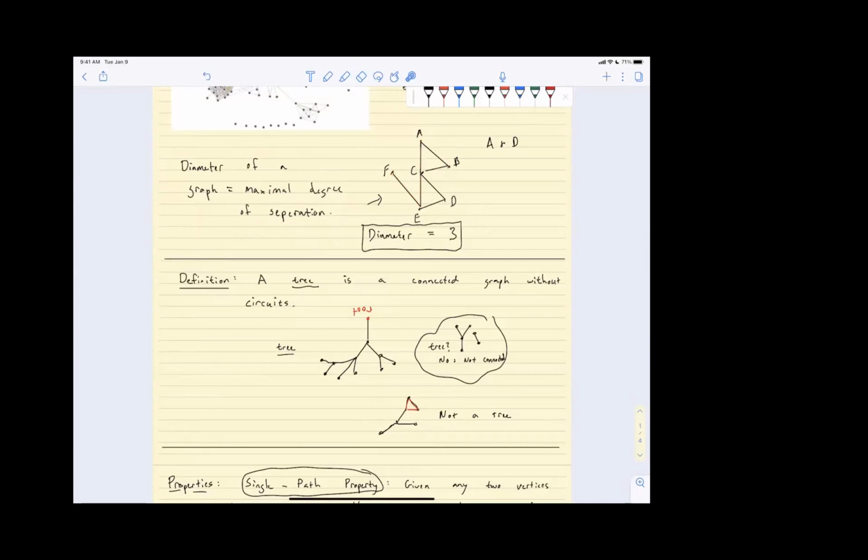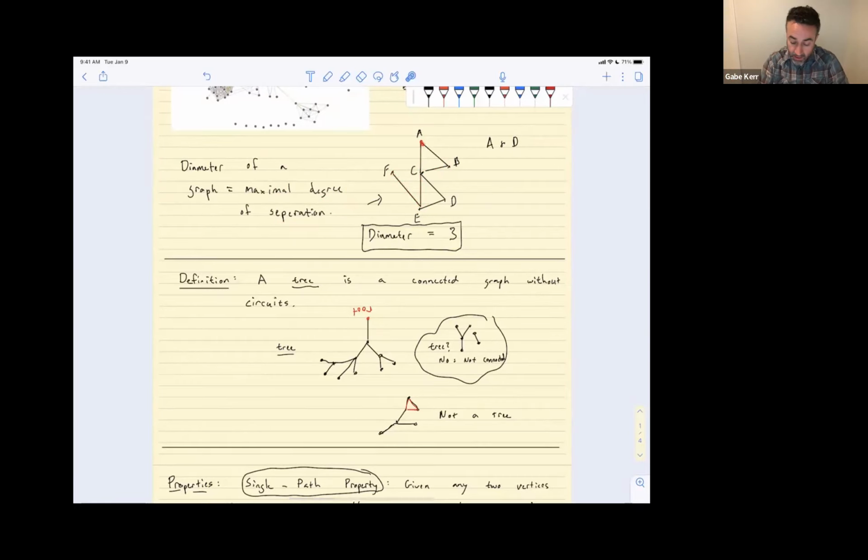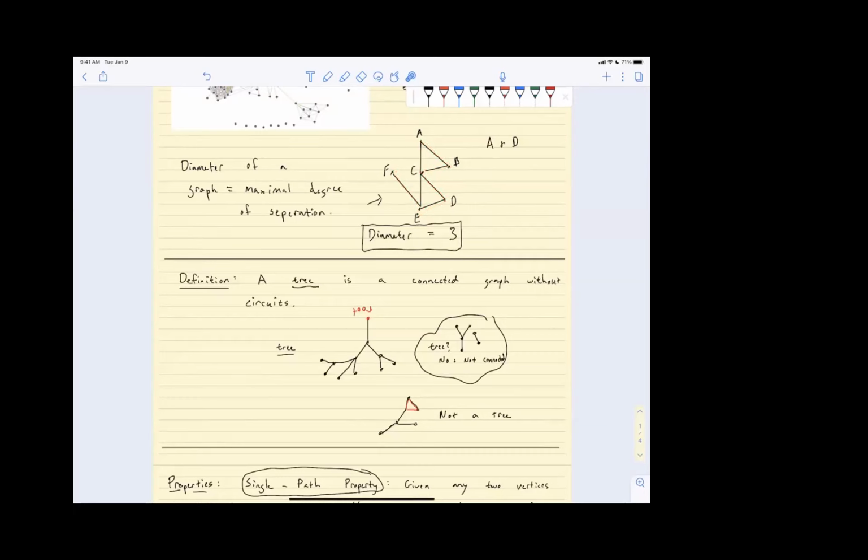Yeah, I'm just kind of confused. Since you've already gone through C and E, why can't you go through A, B, C, D, E, F? Okay, so I'm not saying that there isn't this path. That's a good question. It's a little confusing. So what is the diameter? The diameter is not the longest path. It's the largest degree of separation.